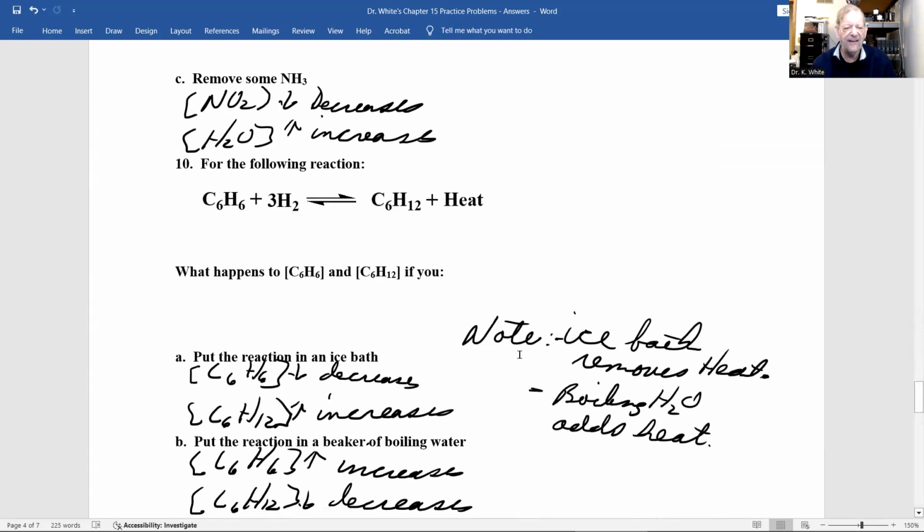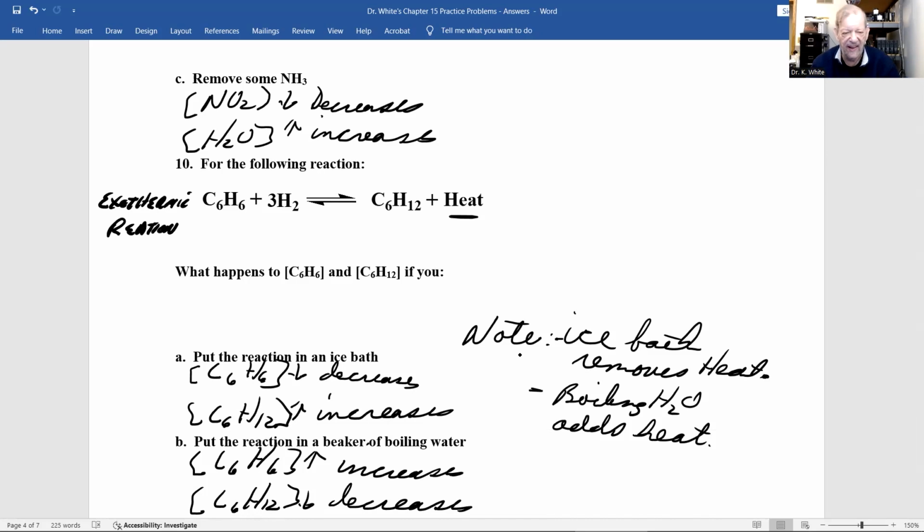Now, let's look at an equilibrium. In this case, this is an exothermic reaction. How do I know that? The heat's on the right. Now, C6H6 is benzene. If you take benzene and add hydrogen gas, H2, and you need a catalyst, but I didn't put it down here, you'll make C6H12 called cyclohexane and heat, a lot of it.